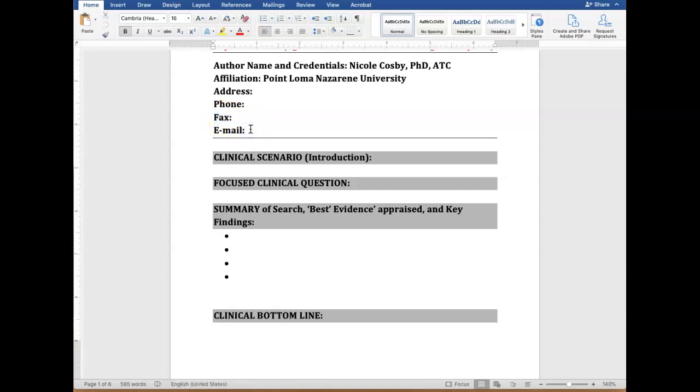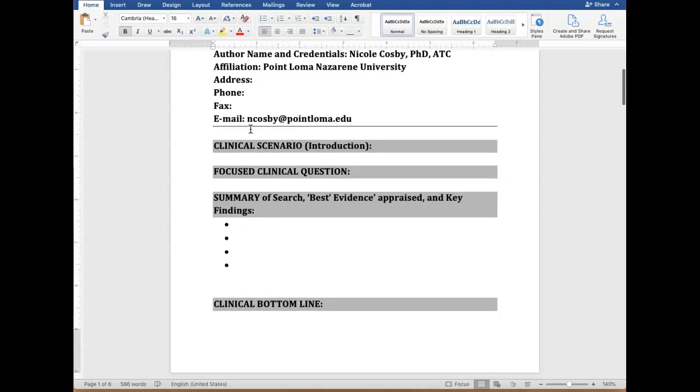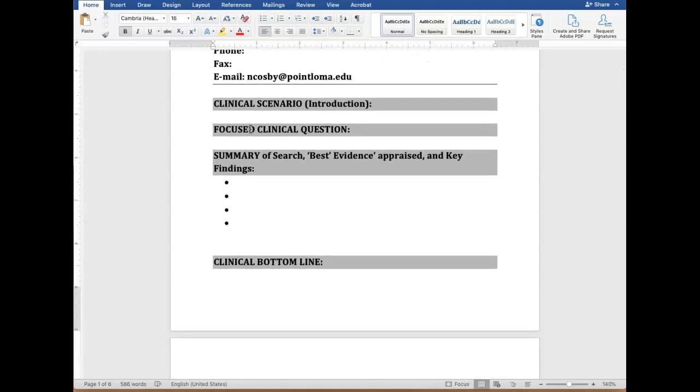And then last but not least, your email. Now, most of us have a Point Loma email, right? I don't know if you all know this, but your Point Loma email will essentially transition into a Gmail. So you don't have to use your Point Loma email, but do know that you'll have it for a lifetime. Once you're done with that section, then we get into the actual paper itself.